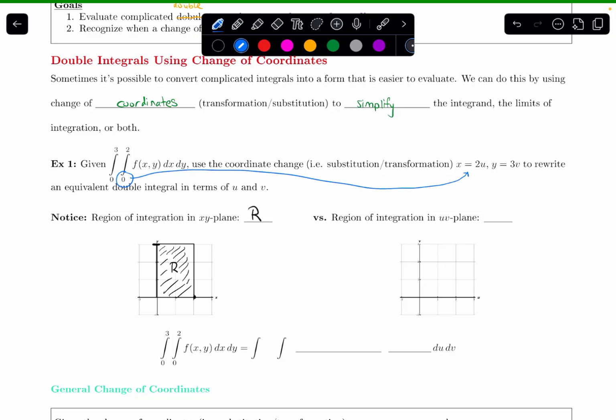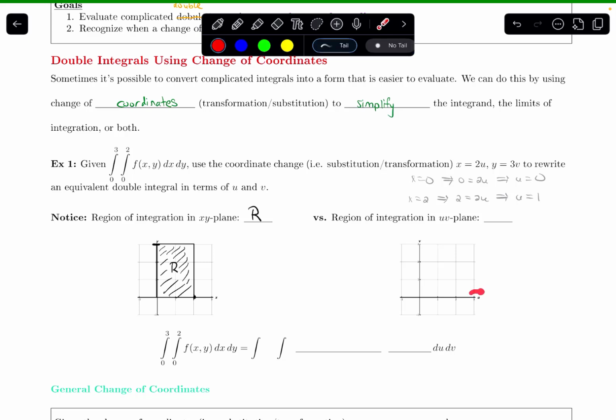So for example, if I take x equals 0, and I plug it into x equals 2u, we're going to get that 0 equals 2u, and then dividing by 2, I get that u equals 0. Nice. Okay, so if I do the same thing for x equals 2, and I plug it into this equation, I would get that 2 equals 2u, and then dividing by 2, I get that u equals 1. Okay, nice. So if I draw my u, v axes, I now know that u goes from 0 until 1.